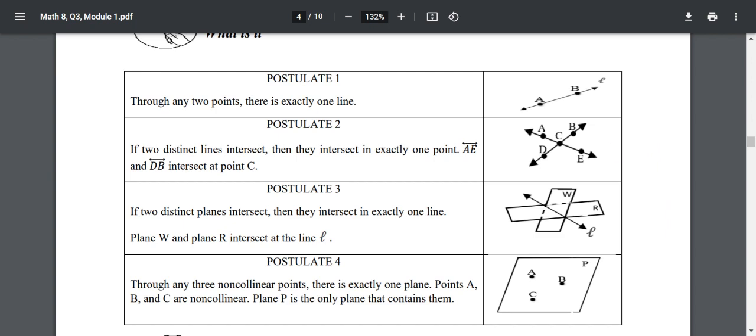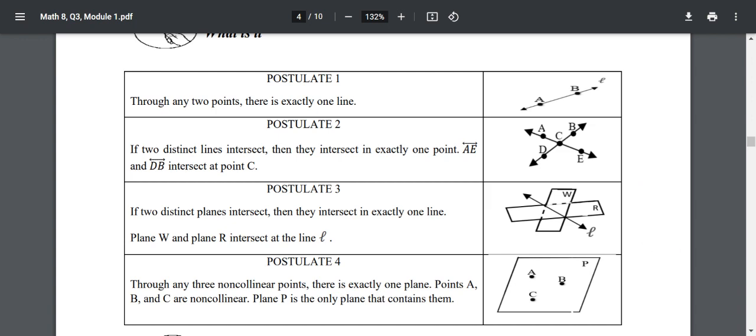Next, postulate number 3. If 2 distinct planes intersect, then they intersect in exactly 1 line. So ang duha ka plane, kung mag-cross or magtagbo or mag-intersect, mag-intersect sila in exactly 1 line. So imagine na lang kining figure, naa tay plane W, then naa tay plane R, then kung mag-cross sila, mag-intersect sila sa 1 line nga mabuo sa ilang intersection, and that is line L. So tanawa ni nga figure.